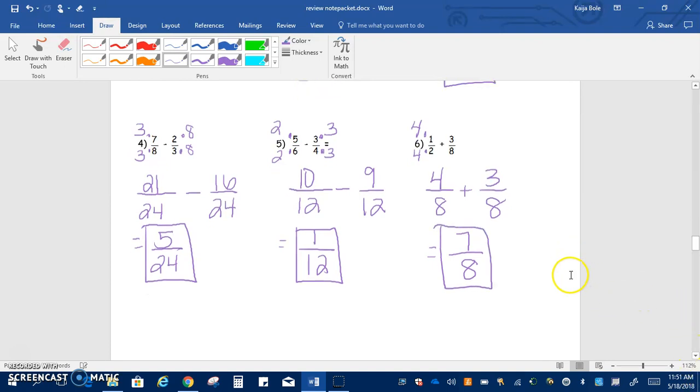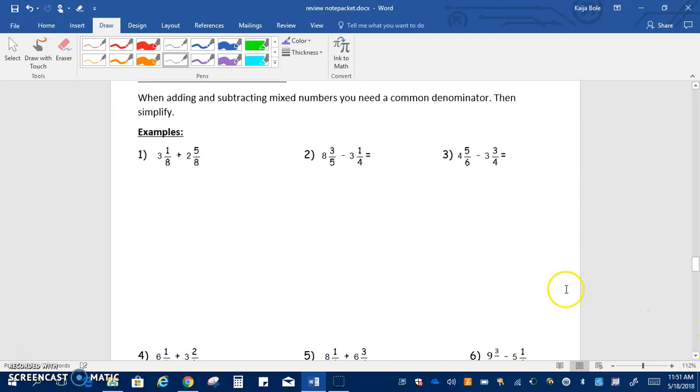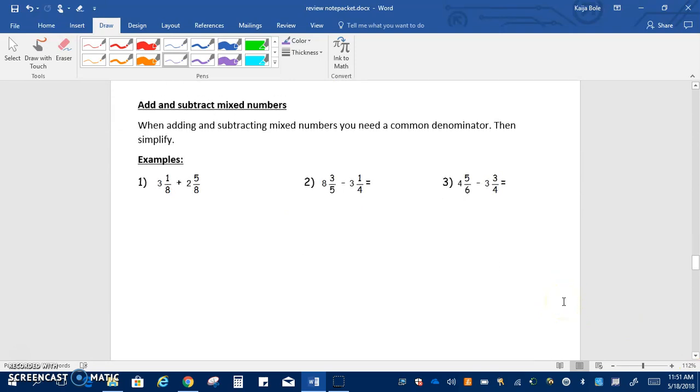Okay, so going on to the next page, we're going to look at a few mixed number questions. So it's the same idea. I like to do the whole numbers first. So here I have 3 1/8 plus 2 5/8. So I like to add the whole numbers first by itself. So 3 plus 2 gives us 5. And then work with the fractions. So 1/8 plus 2/8, they're already common denominators. So I would have 3/8. So when I put it all together in the end, I would have 5 3/8.